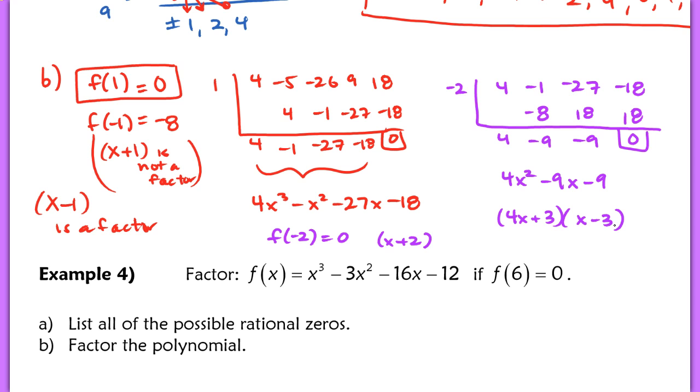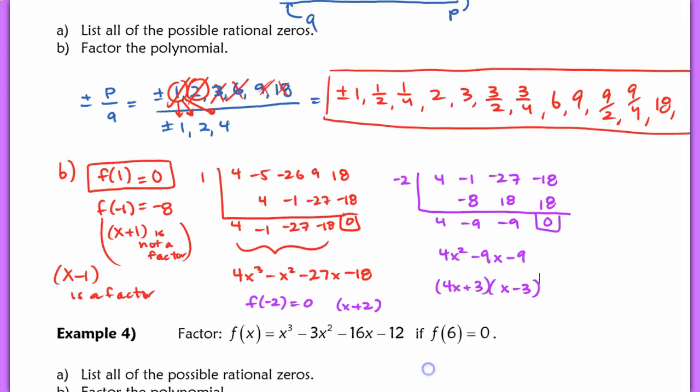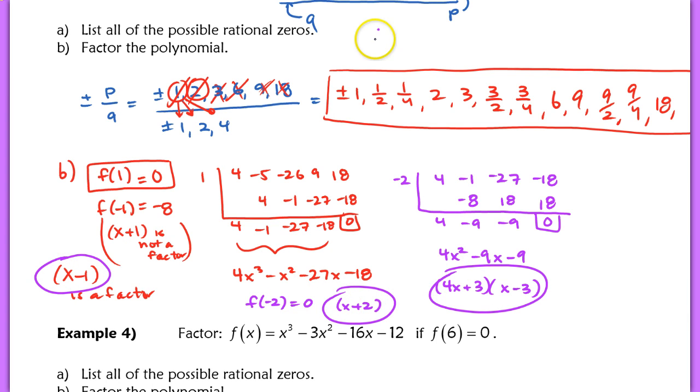So when we finally list our final answer here, I know this has been a long problem and a long lesson, but we want to take all of these factors, this x minus 1, this x plus 2, and these two, and put them all together. So I have 4x plus 3, x minus 3, x minus 1, and x plus 2.